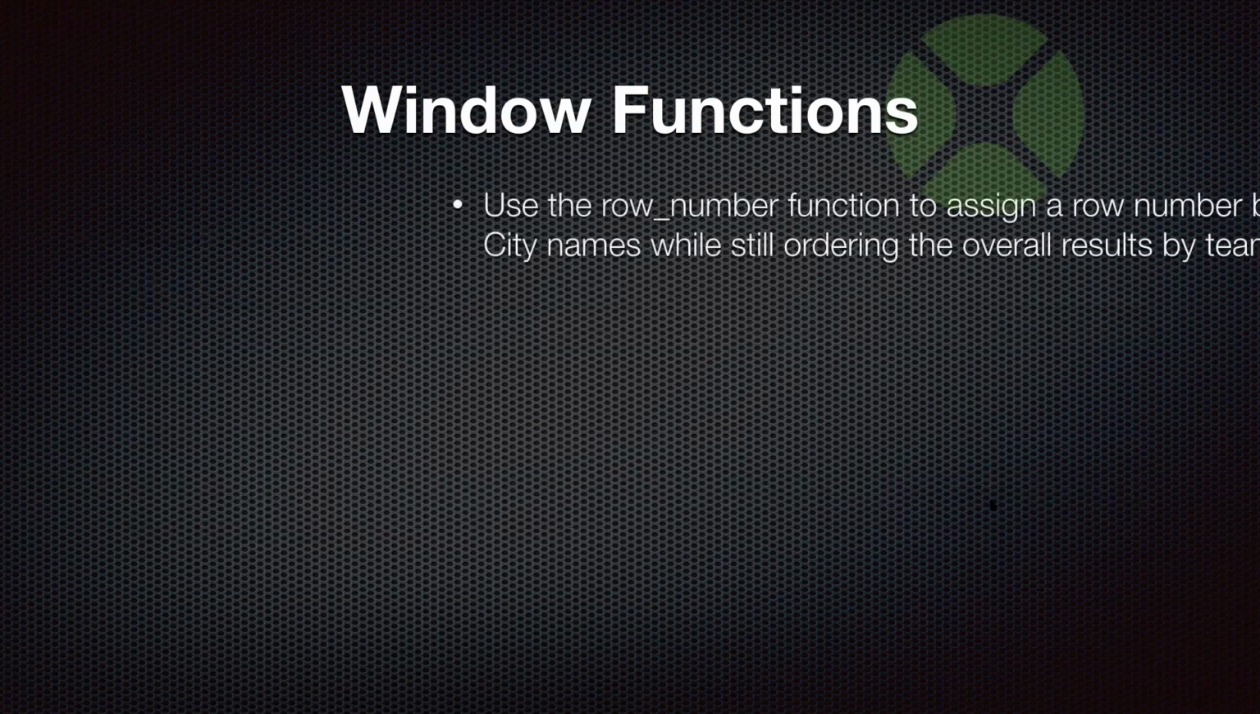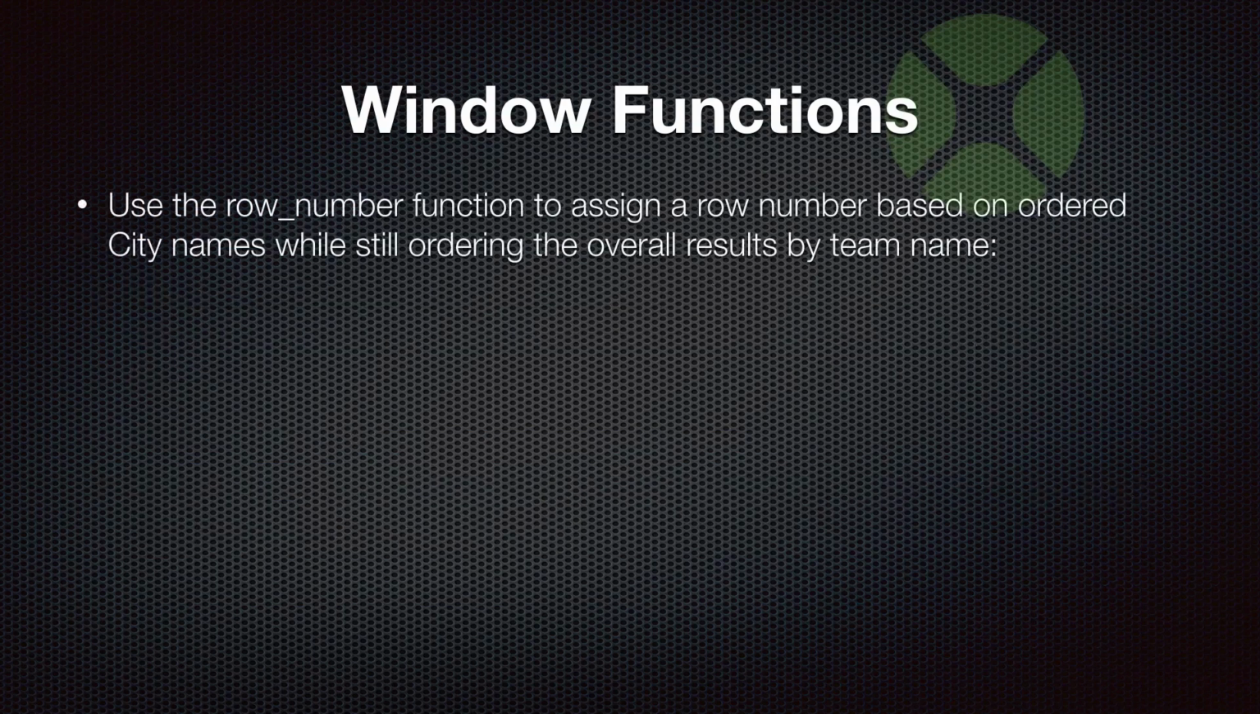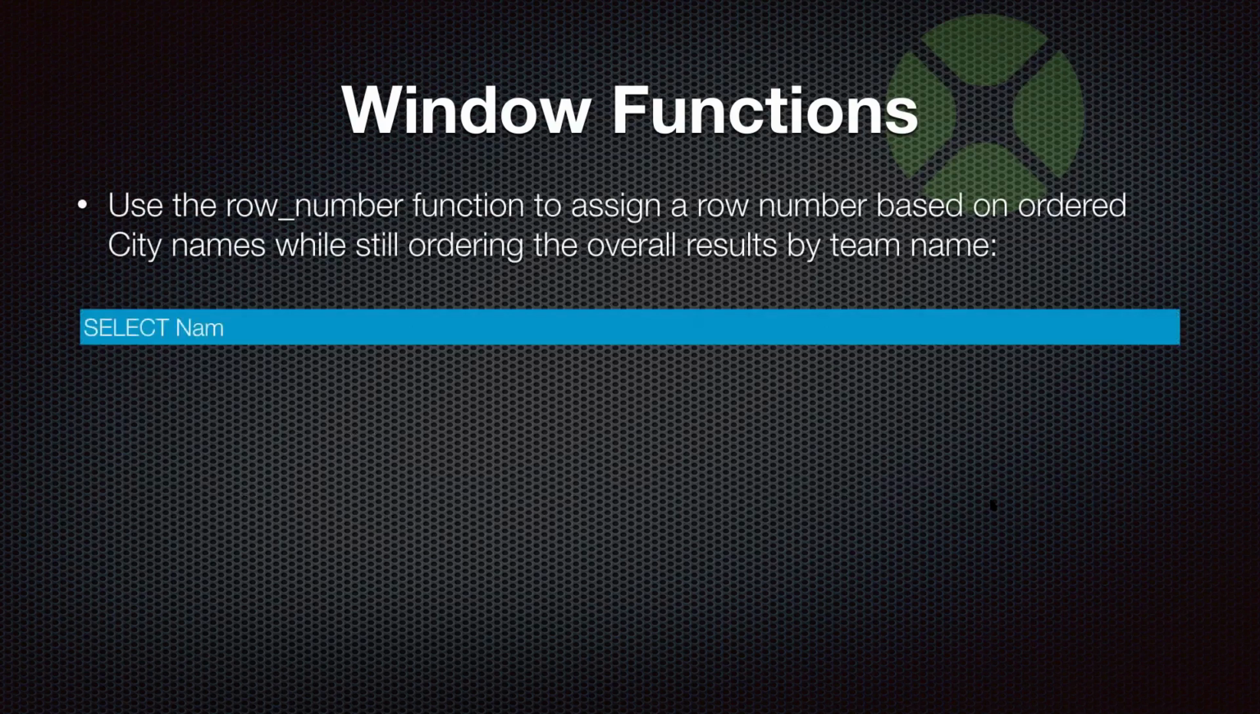So let's take a peek at what that might look like. I'm going to show you an SQL statement that uses the row number function to assign a row number based on ordering city names in a table, while still ordering the overall results by a different column, the team name. Take a look at that SQL statement.